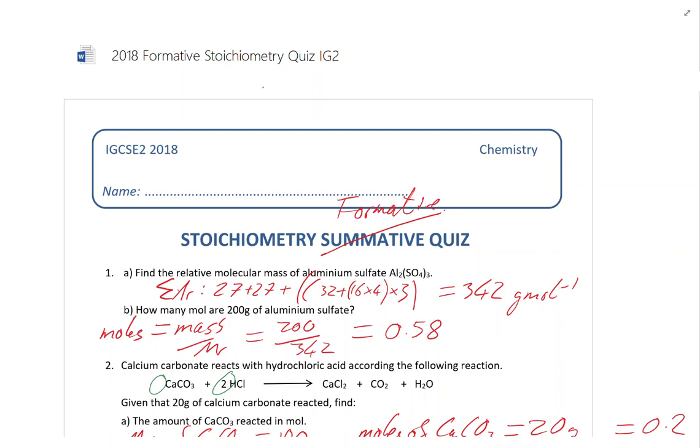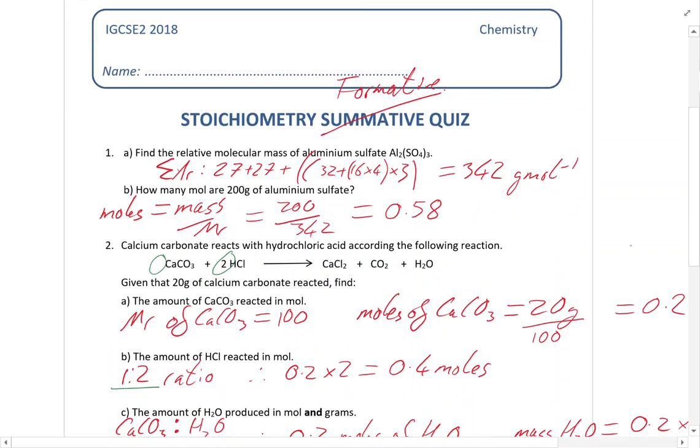This is Mr. K just quickly going through your formative stoichiometry quiz in preparation for your test. So, to start off, the first question, 1A, find the relative molecular mass of aluminium sulfate.